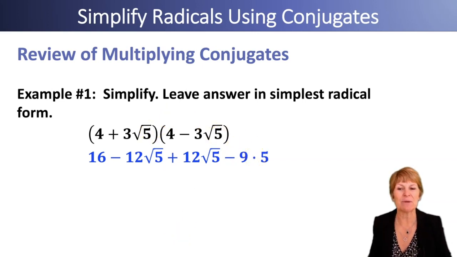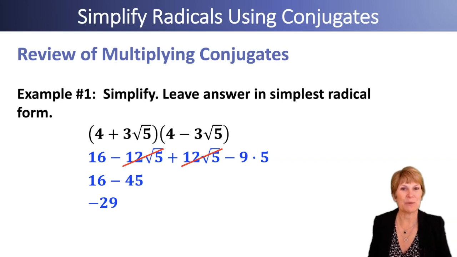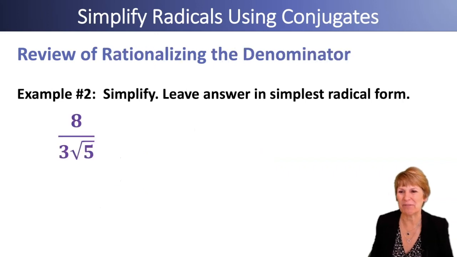Let's simplify this. We have 16. Our negative 12 square root of 5 and positive 12 square root of 5 add to 0, so those simply cancel out. Then negative 9 times 5 is negative 45. And that leaves us with negative 29. So even though we began with radicals in our initial expressions, we ended up with an integer. This is very useful information that we can use when simplifying.